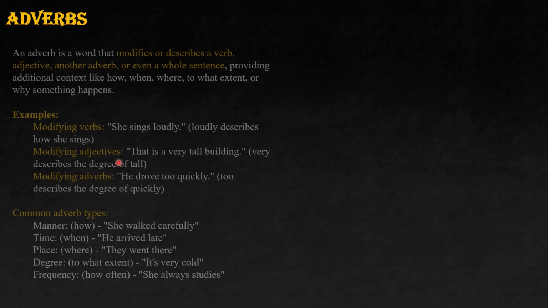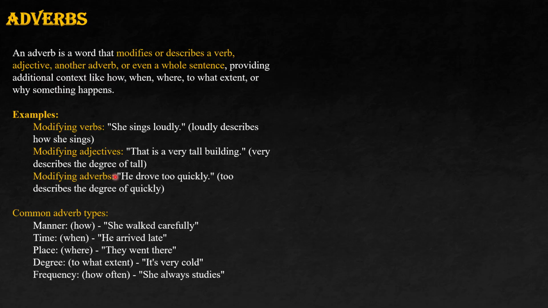Next one is the adverb. What exactly does it do? An adverb is a word that modifies or describes a verb, adjective, or another adverb. Even whole sentences can be considered. For example, modifying verbs: she sings loudly. Here loudly describes how loudly she is singing.